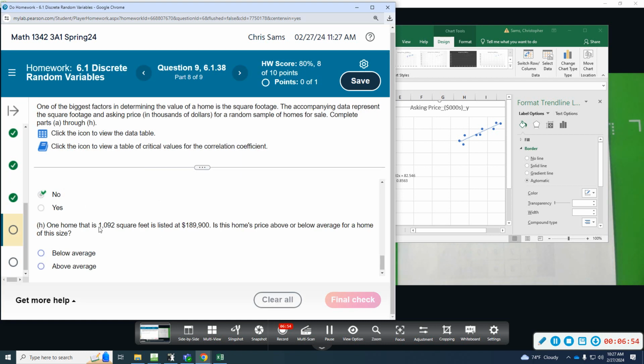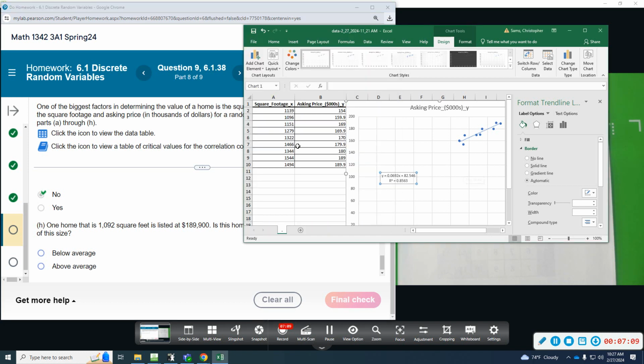One home that is 1,092 square feet is listed at $189,900. Is this price above or below a home for this size? So in our table, we don't have one that says 1092. We got a 1096. But they're saying that there is a house that's listed at 1092, and this is the price.